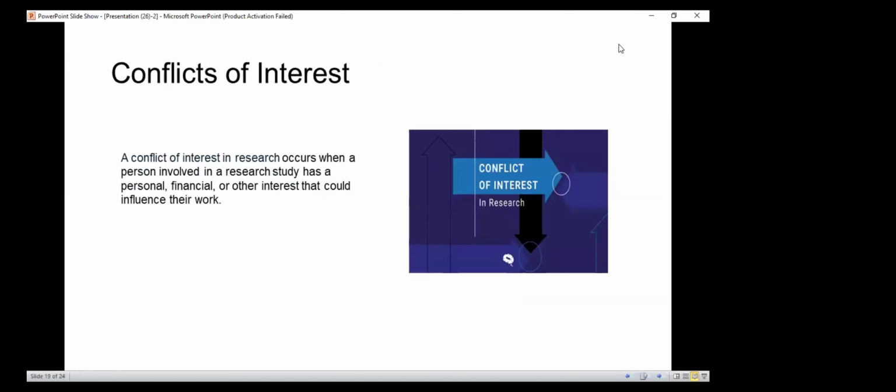Next, conflict of interest. Let's now focus on conflict of interest in research. This occurs when an individual involved in a research study has a personal or financial interest that could potentially influence their work. This conflict can compromise the integrity and objectivity of research if not properly disclosed or managed.